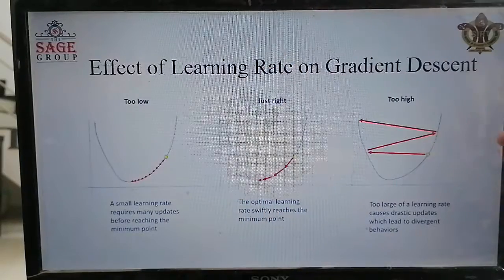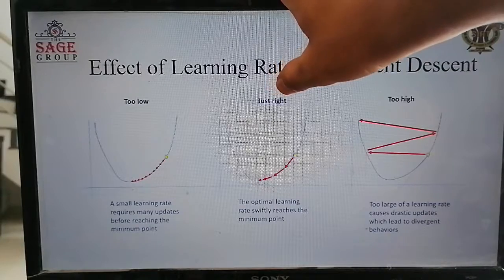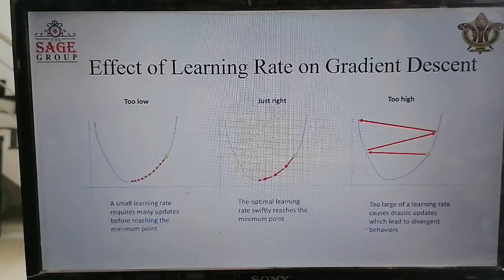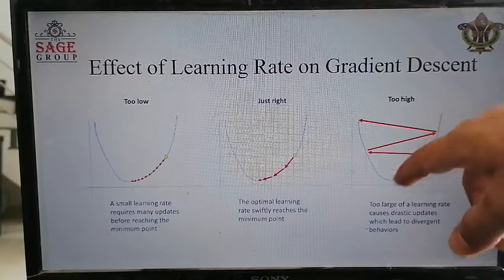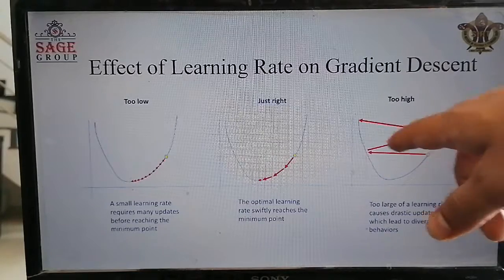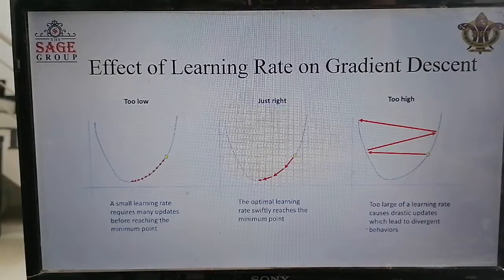Here three cases are given. One is the case where the learning rate is very high, this is medium, and this is a very small learning rate. A very high learning rate means the learning rate is equal to 1. In this case, instead of reaching the bottom of the valley, the model can move to the other side of the valley, so the point of minimum can be missed.